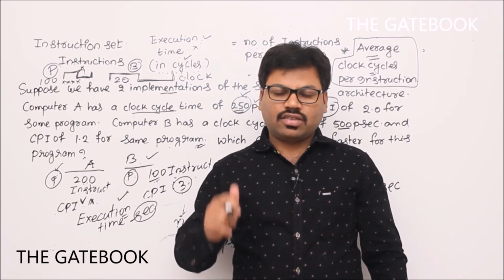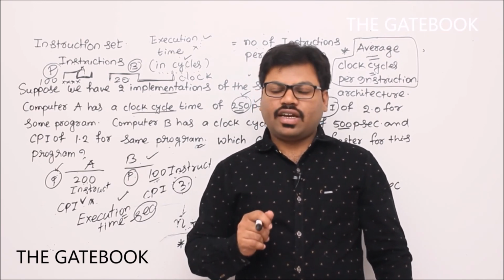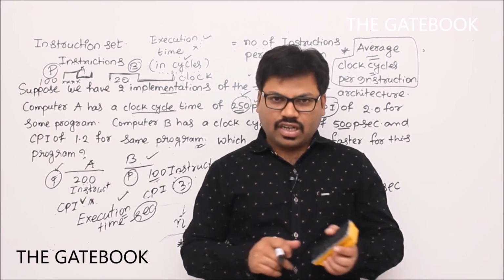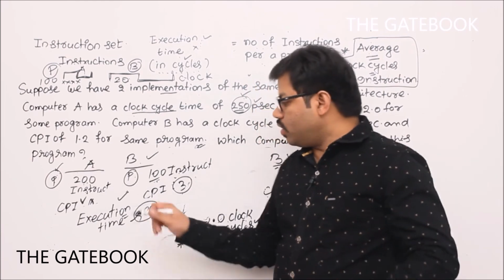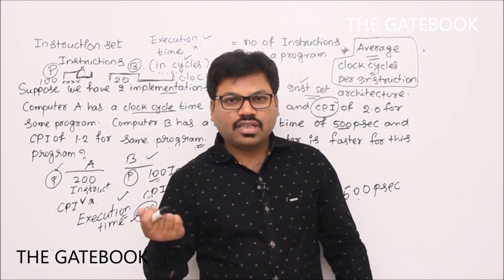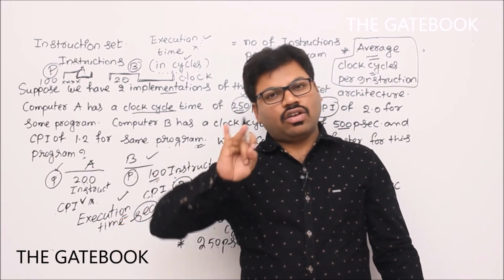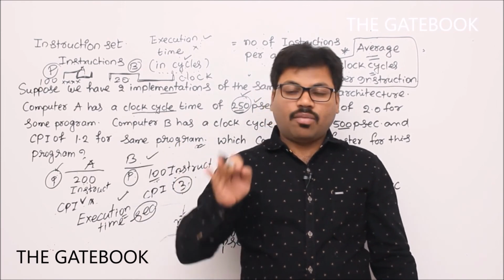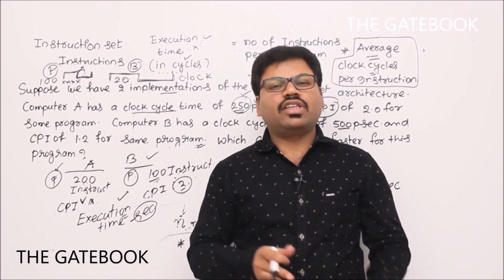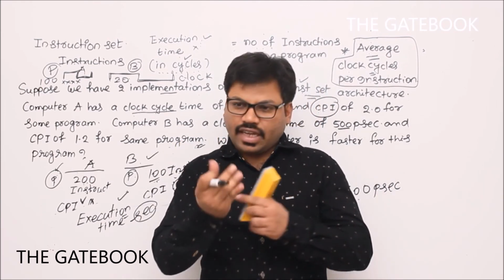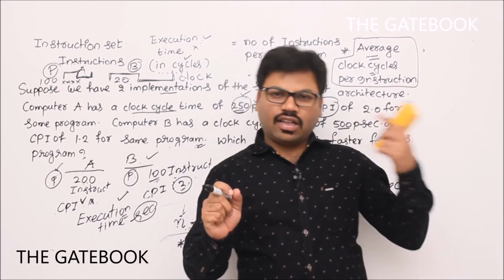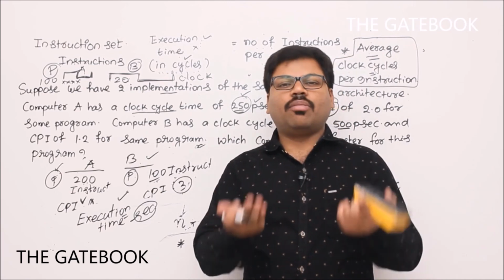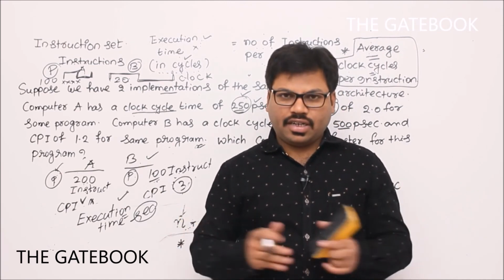Now let me summarize. Whenever any problem is given and someone asks you about the performance of any computer, first of all calculate the execution time. Execution time depends on CPI, clock time, and number of instructions per program. Everything matters. That's why first take everything, note it down, and calculate the execution time. After that, calculate another computer's execution time. Then you compare them. That will be the ultimate idea. Understand?